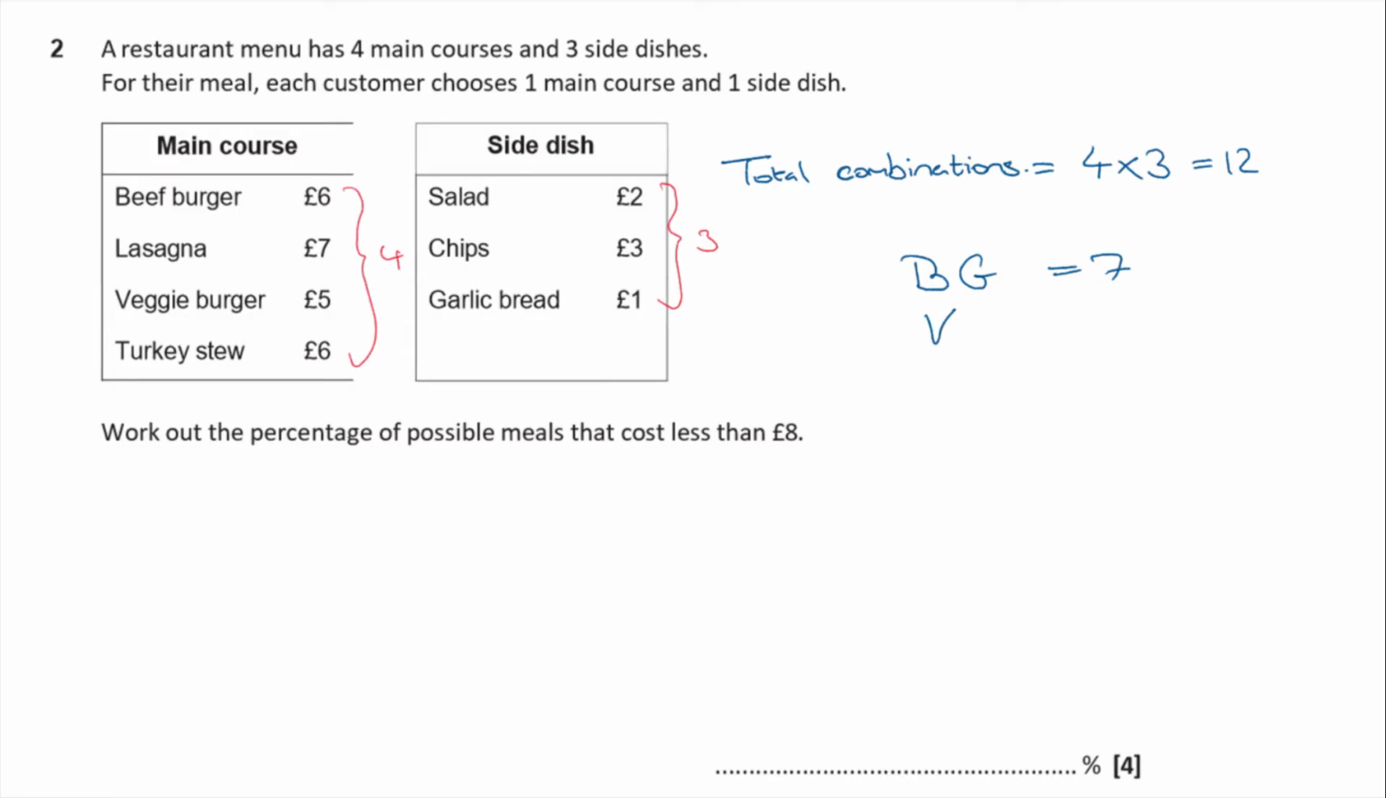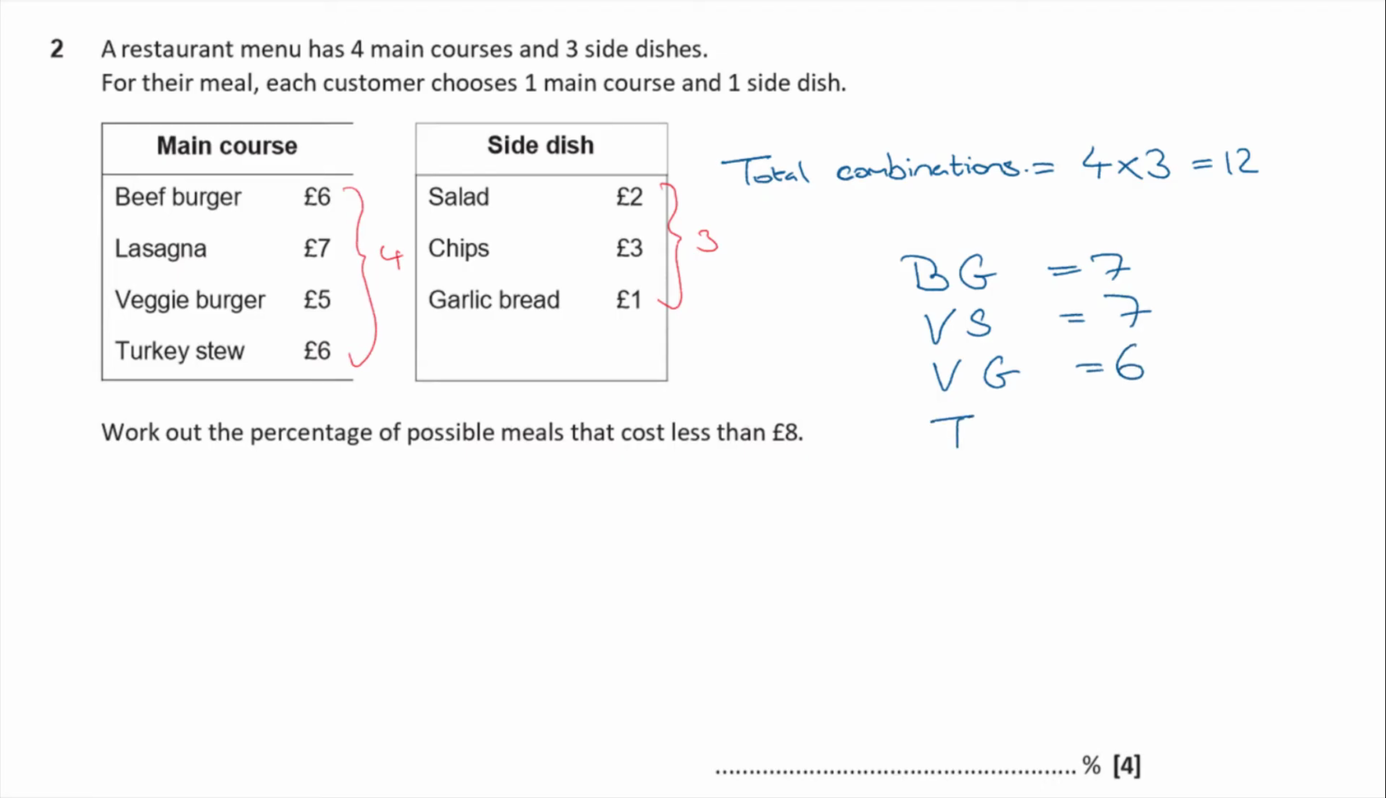I could have the veggie burger salad, that would be 5 plus 2, that's £7. I could have the veggie burger and chips would not work, that would be £8 already, but I could have the veggie burger and the garlic bread, and that is £6. And then what else have we got?